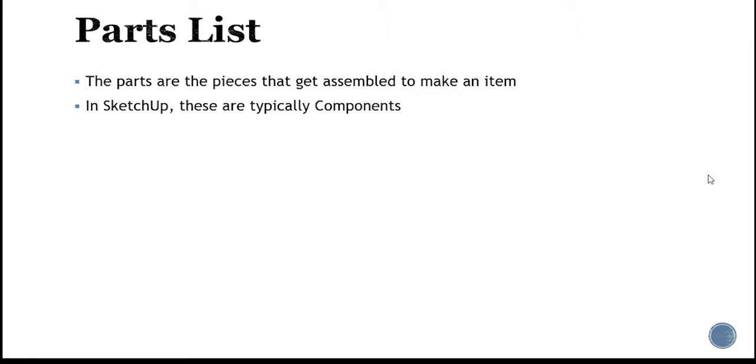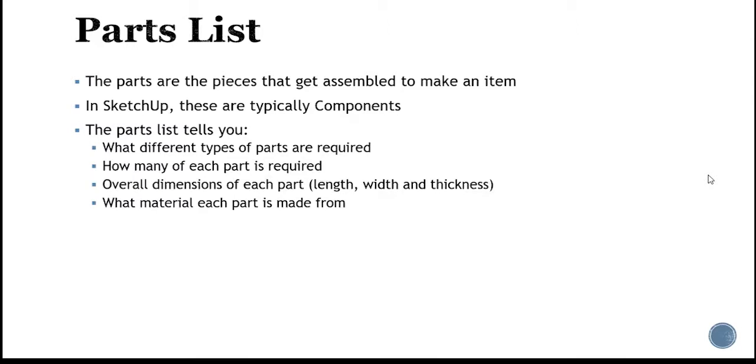Now in SketchUp, these are typically components. They could be groups, but components work better because you can go to your components list and that'll help you to compile your parts list. Now the parts list will tell you what different types of parts are required. It'll tell you how many of each part is required. It'll give you overall dimensions of length, width and thickness, and it'll tell you what materials each part is made from. Now the IKEA parts list don't have those last two because they've already made them, but we've got to make them. We've got to actually go and use this parts list to compile the cut list. We're going to be using those 2 points to do that.